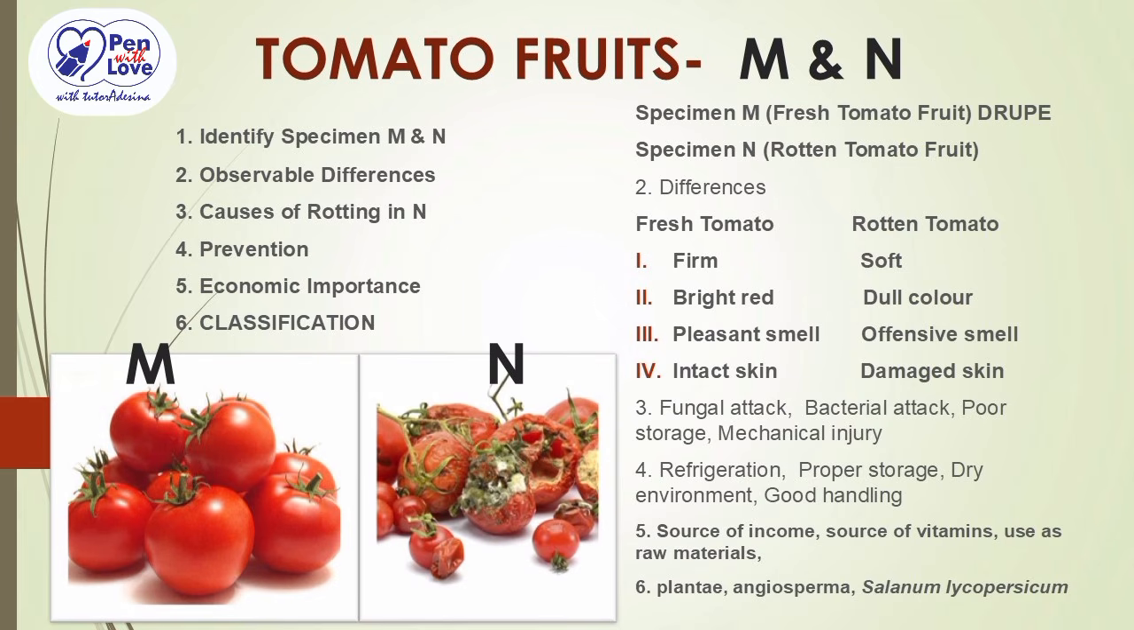Identify specimen M and N. Just like I've told you, they may ask you to identify all specimens. So specimen M is a fresh tomato fruit, specimen N a rotten tomato fruit. Now let's look at the observable differences, what you can see.